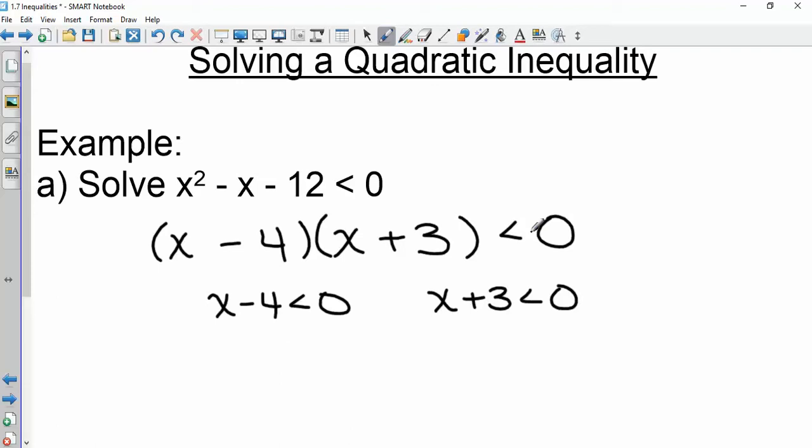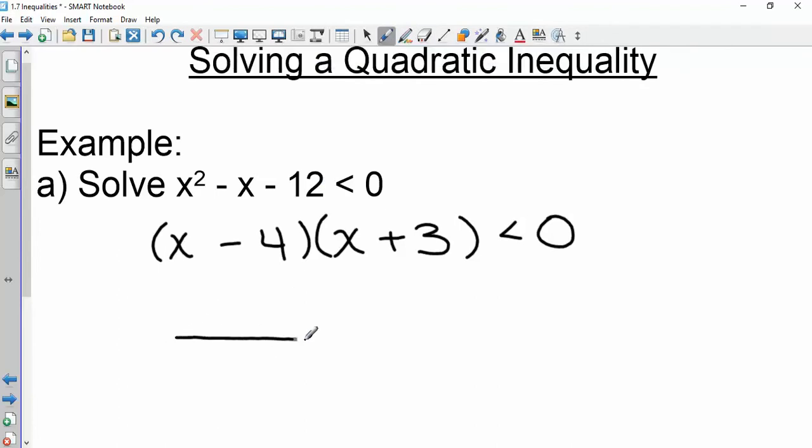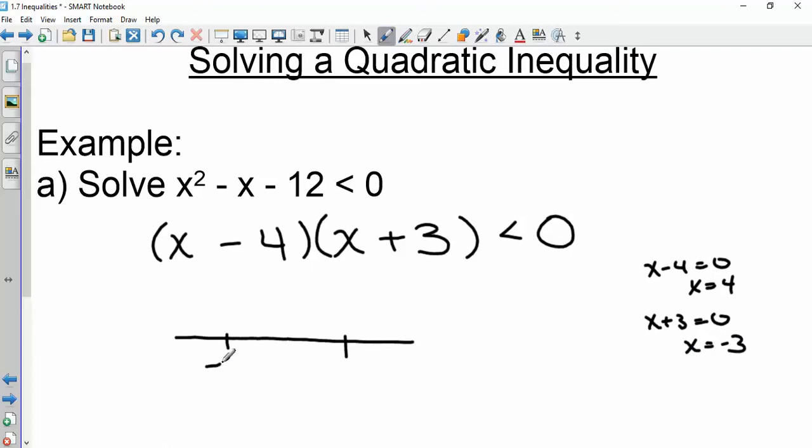So I'm going to show you two ways to figure out when that happens. The first way is by using a graph. I'm going to draw a really rough number line here. And what I want to put on here is what makes each of these parentheses equal 0. So what makes x minus 4 equal 0? And what makes x plus 3 equal 0? Okay, you have to put the smaller number on the left. So those are the only two numbers I'm putting on this number line right now.